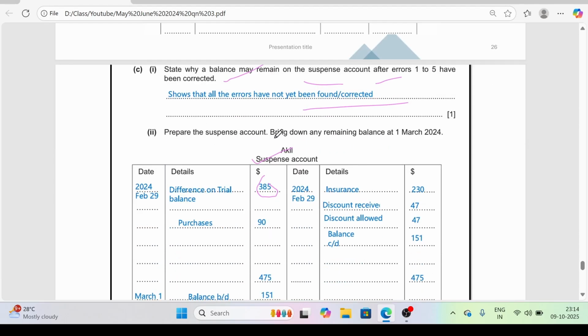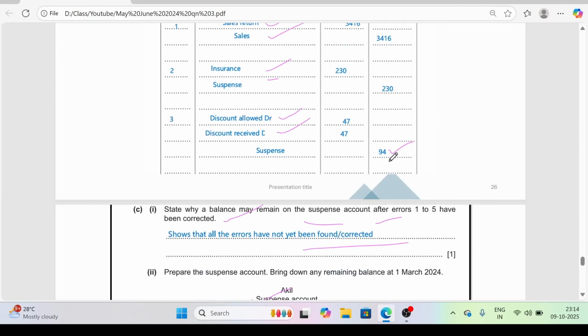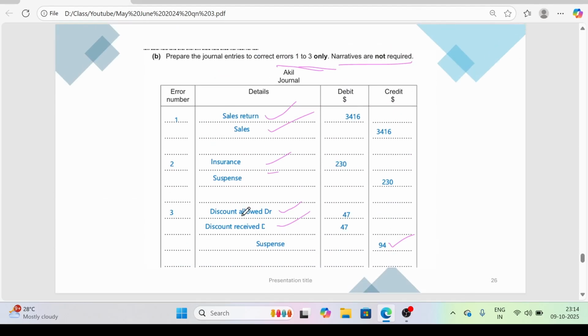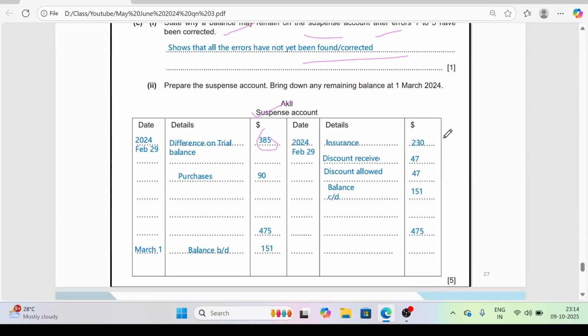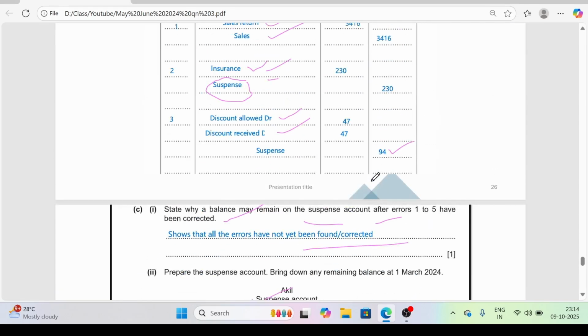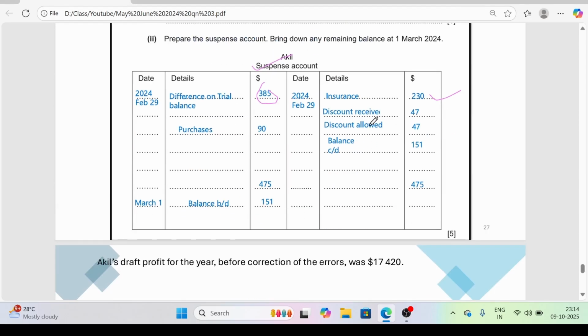Now, prepare the suspense account, bring down the remaining balance. You know the suspense account is like a ledger, no? So we are doing suspense account means insurance was debited. So insurance you have to write credit side. See, 230. Got it? Then here suspense account you are doing both discount allowed and discount received both debited means 47 you have to write credit side. Discount received 47, discount received and allowed 47. Okay, so credit side item is over.